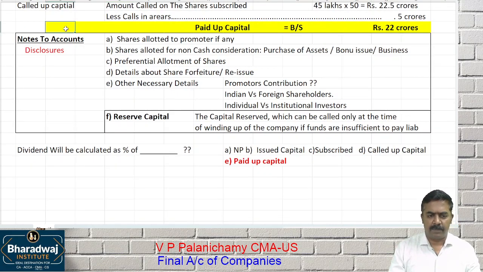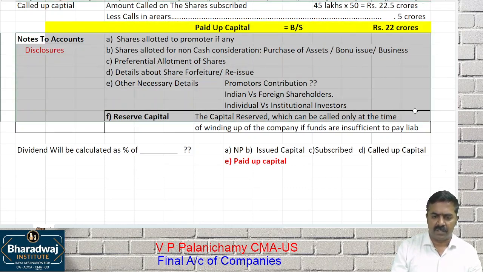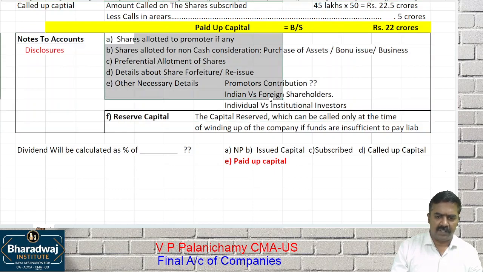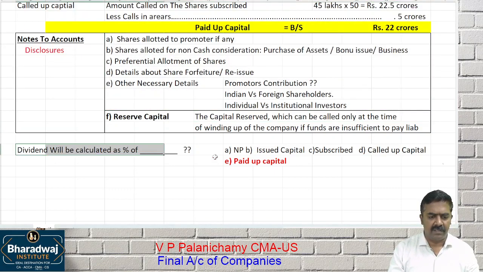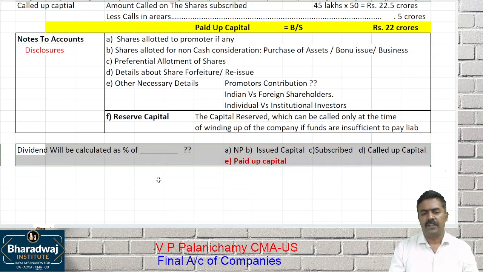So please remember, paid up capital will be taken for the balance sheet. All the others are given as disclosure. Reserve capital, the capital that can be called only at the time of which one? Winding up of the company. And dividend will be calculated as a percentage of the paid up capital.